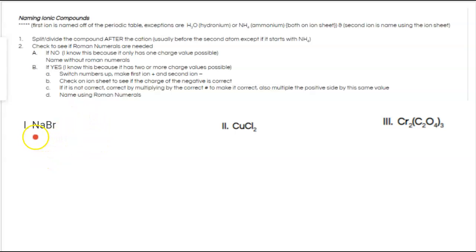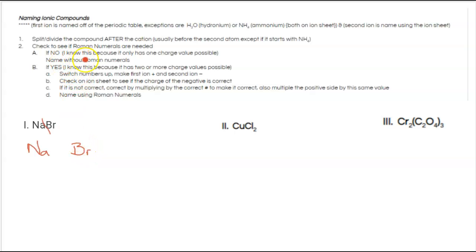So when I see a compound like NaBr and I need to write its name, I'm going to follow these steps at the top. First thing I'm going to do is I need to split this into the two ions that I have. So I'm going to take off the first element, that's going to be your metal, and I have Na. Okay, that leaves me with Na and Br.